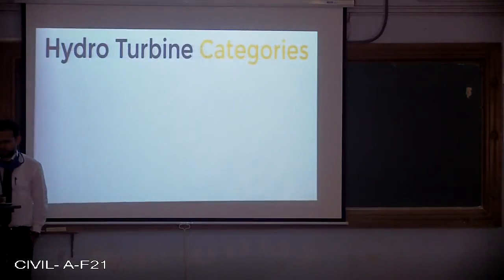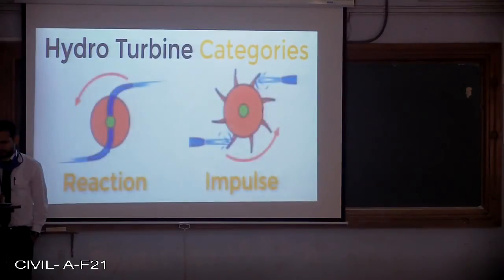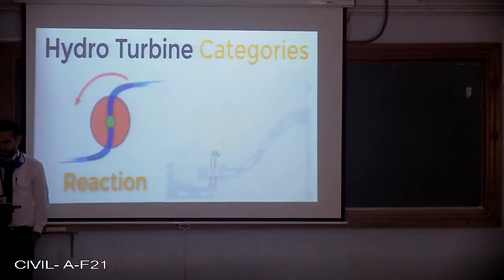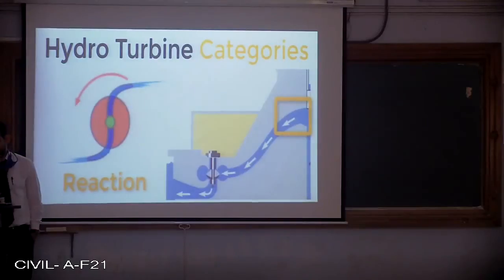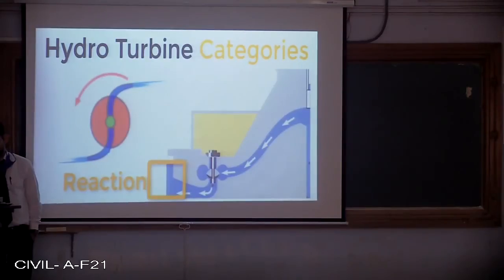Hydroelectric turbines are classified into two main categories: reaction or impulse type turbines. Reaction type turbines are pressure turbines. They have a continuous, unbroken body of water from the suction side, or from the upper reservoir, all the way down to the lower reservoir. The water body is unbroken. These are pressure type turbines.